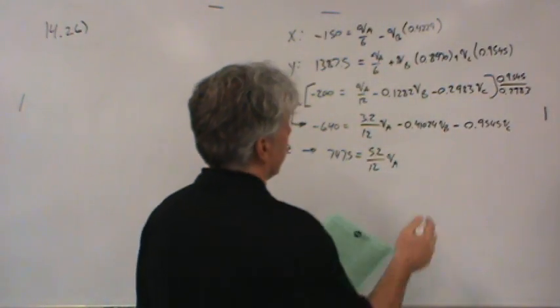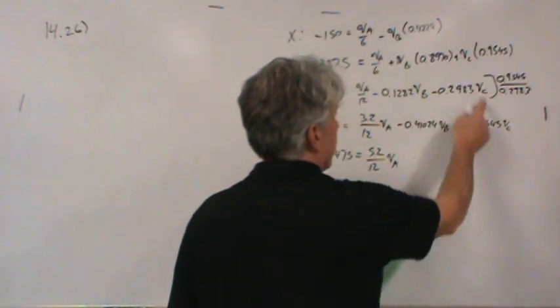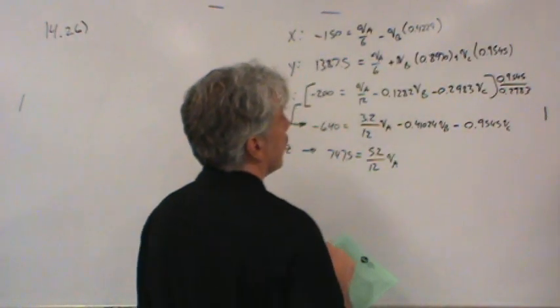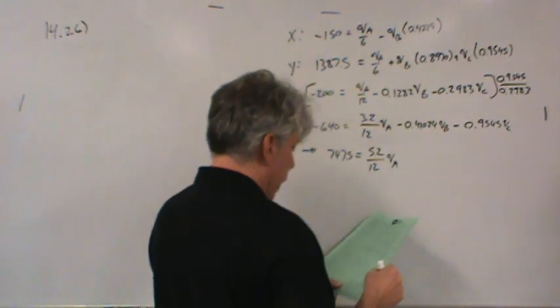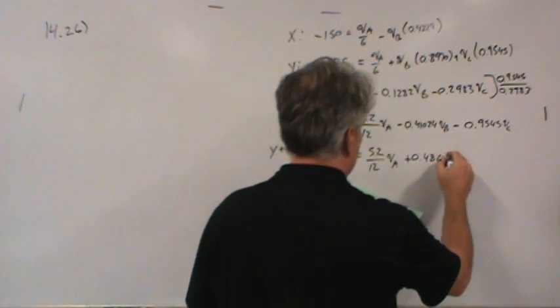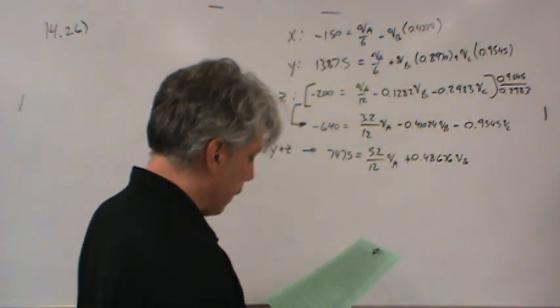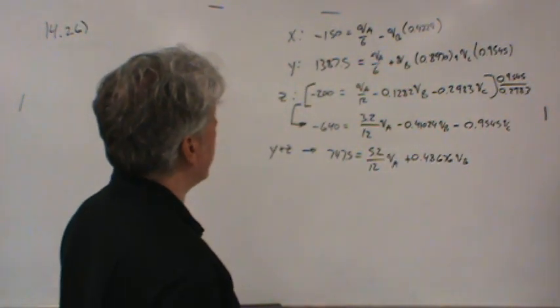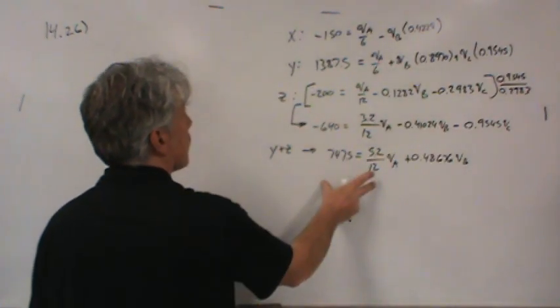And then all we have to do is add the VB terms because we've designed the factor here so that these two terms will cancel one another. We get rid of VC out of the equation. So when we add these two together, we get plus 0.48676 or so VB. Okay. Well, that was nice. Pretty much combine y and z into this equation.